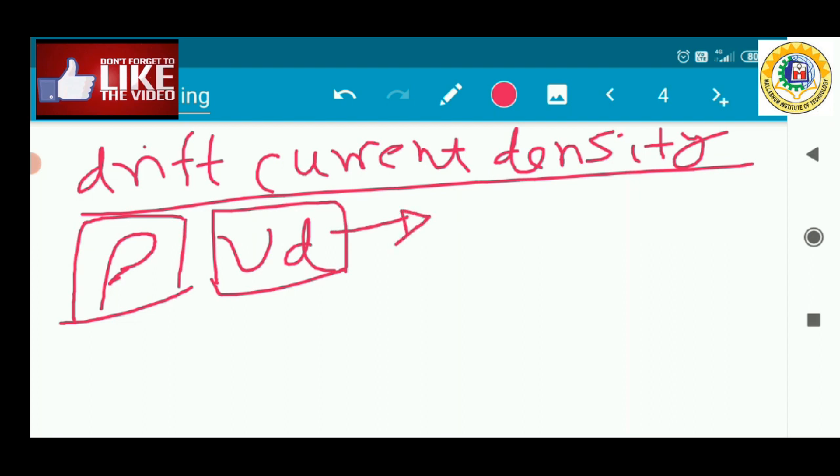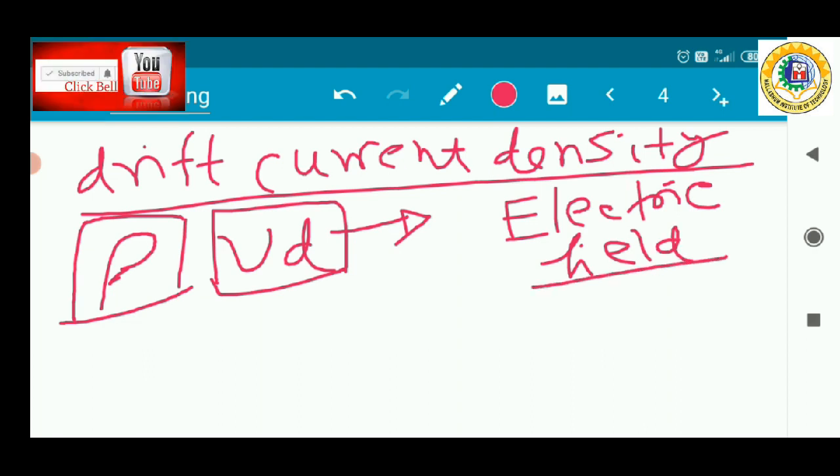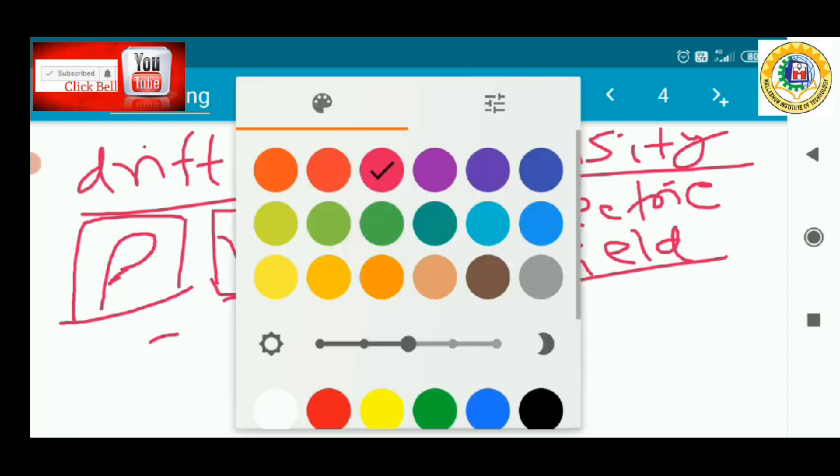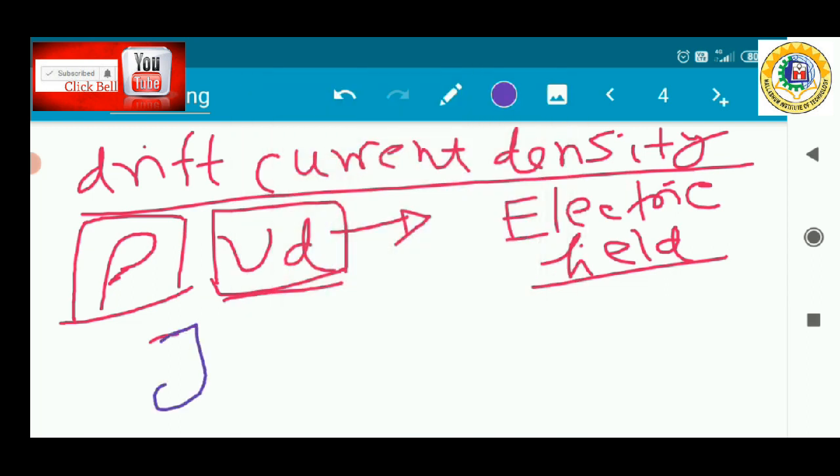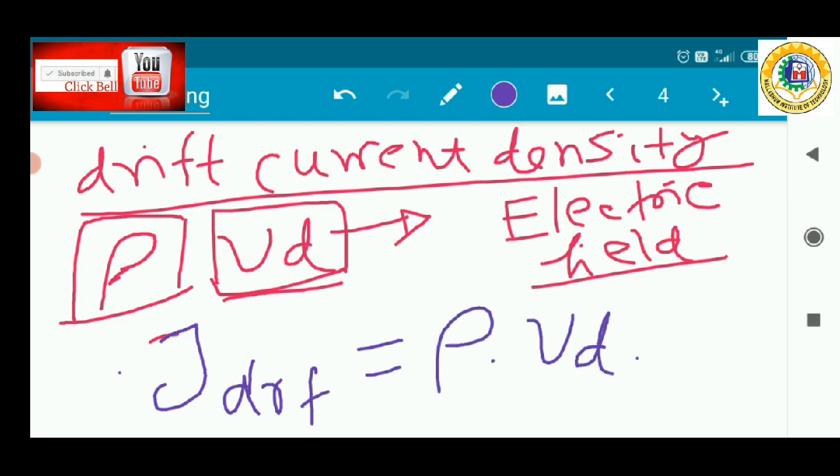Due to the application of the electric field, obviously, until and unless there is an electric field, there is no generation of drift current. So upon the application of electric field, a volume charge density rho moving with an average drift velocity Vd generates a drift current density, and this drift current density is denoted by J drift. Okay, so this is the drift current density J drift, equal to rho into Vd. So this is the drift current density.